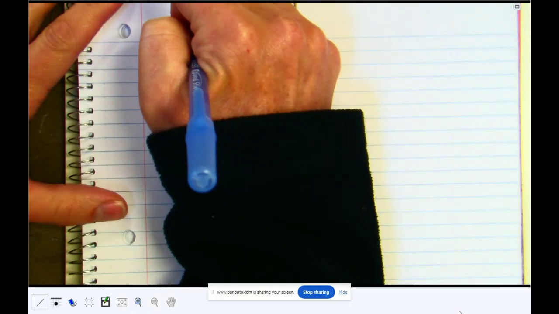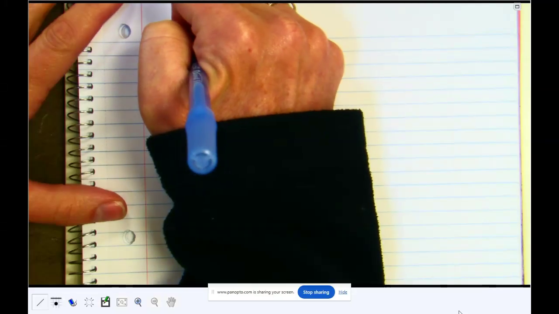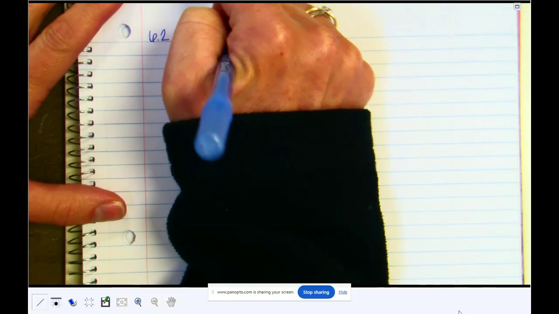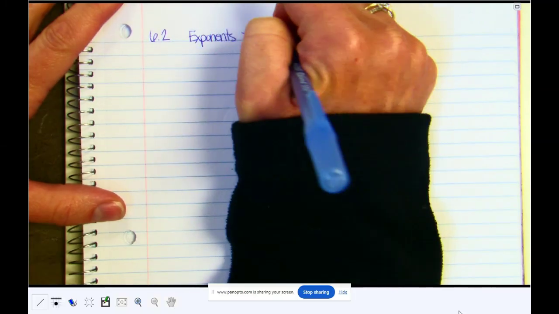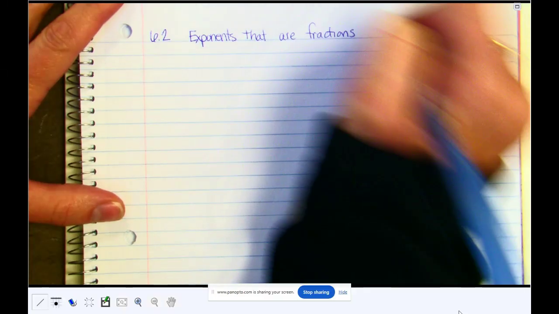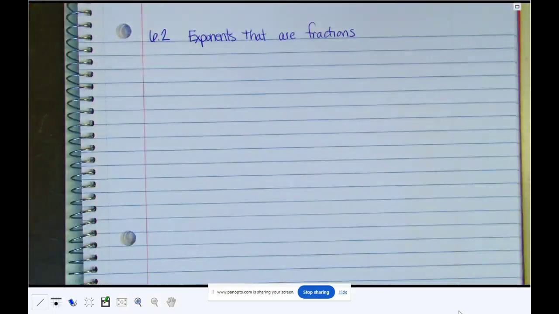Oh, perfect. Okay, so today we are talking about exponents that are fractions. Okay, so we have to do a little bit of background review, and it should be a review.